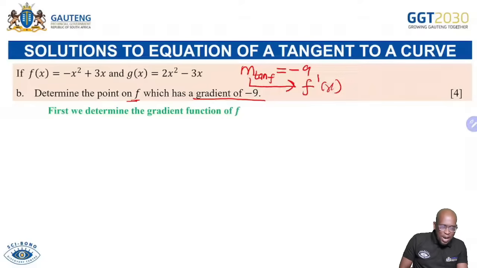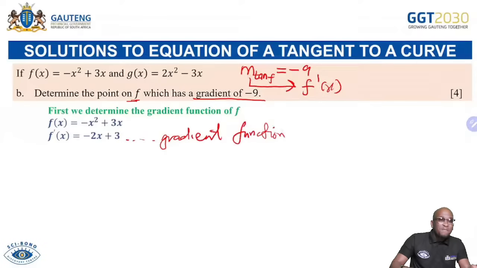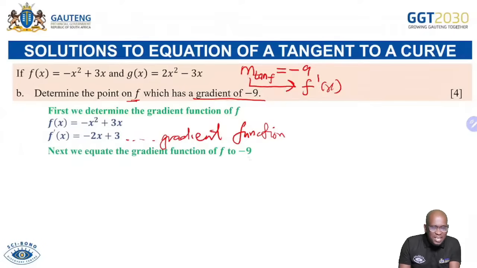So we work out the gradient function of f. We've already done that before, which gave us negative 2x plus 3. And then this is what? This is the gradient function, all right? Already we have the gradient, which is negative 9. So we equate the gradient function to negative 9.